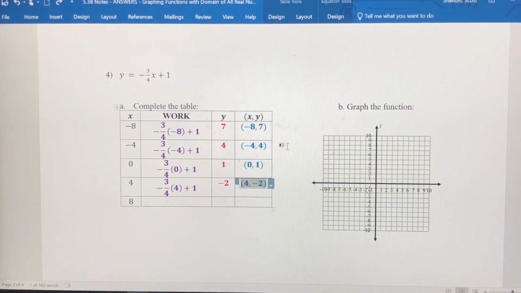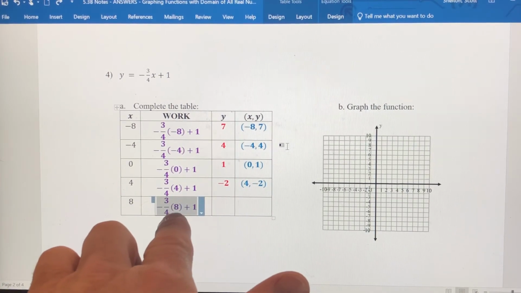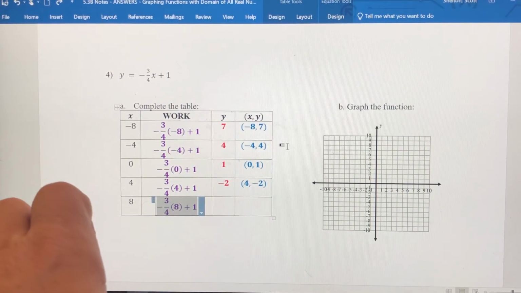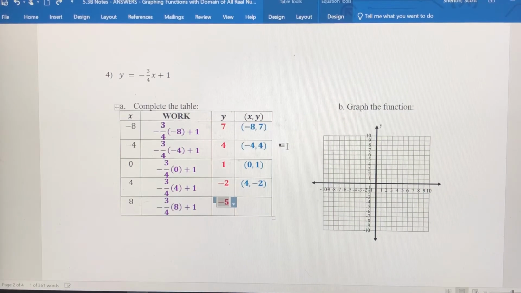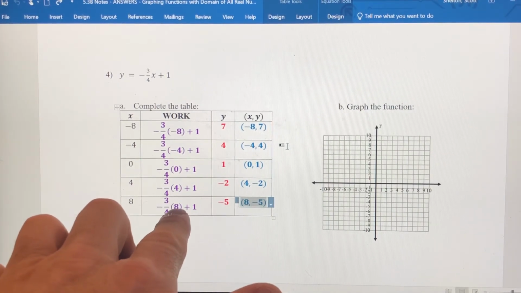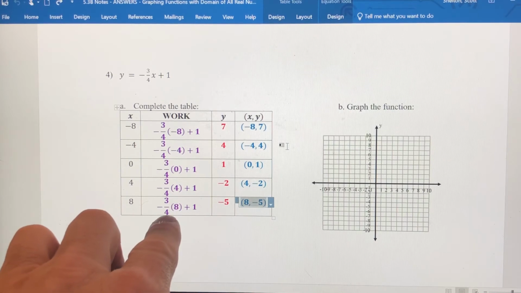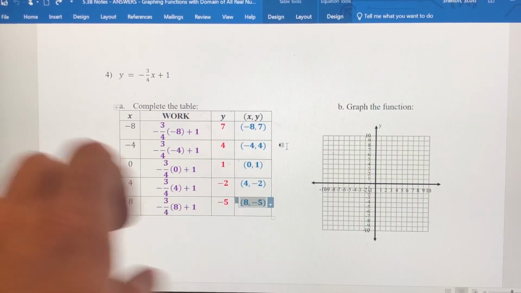Okay, and then let's plug in the 8. Okay, if you want to think about it like this, 8 over 4 is 2. Negative 3 times that 2 is negative 6. Negative 6 plus 1 is negative 5. Okay, so 8, negative 5. Again, like before, if it's easier for you, negative 3 times 8 is negative 24. Divided by this 4 is negative 6. And negative 6 plus 1 is negative 5.